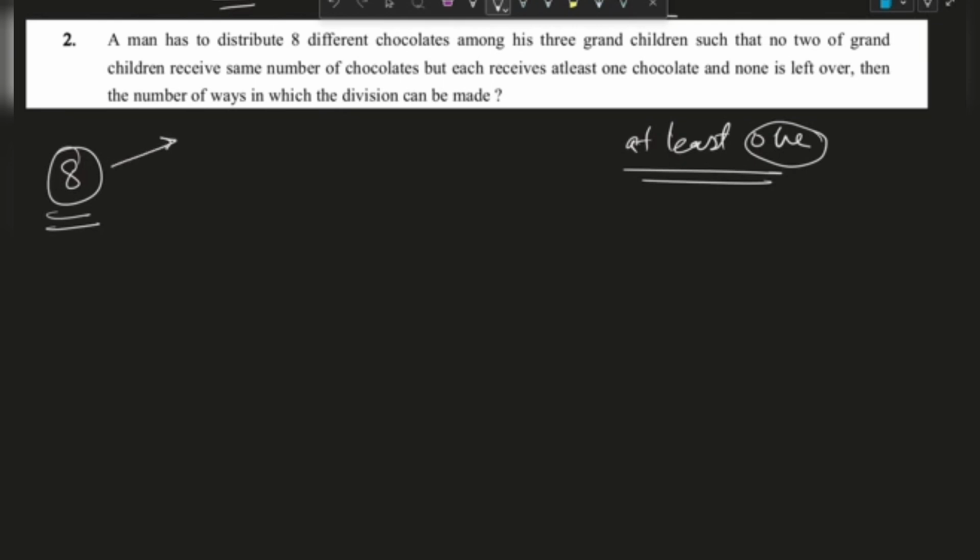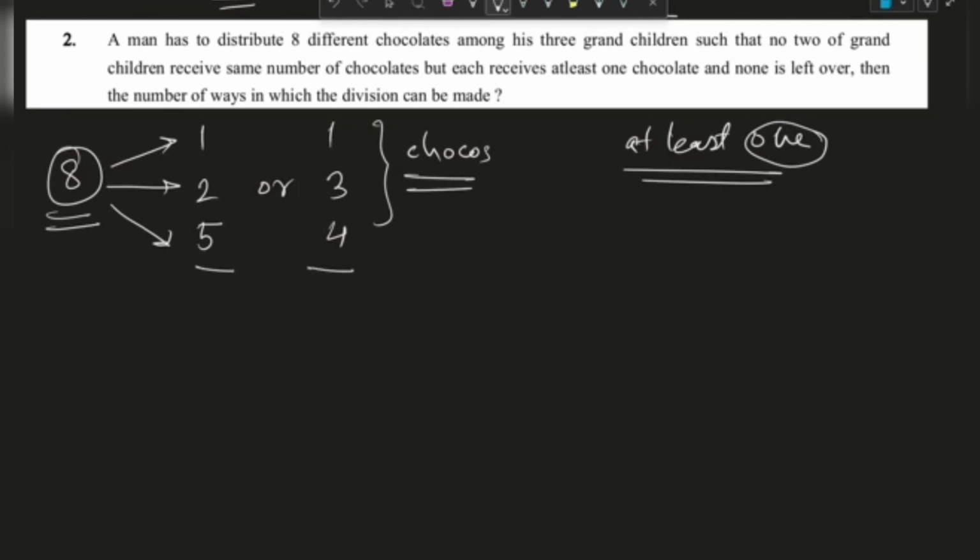Basically this is very simple. If you do 8, I guess you can divide it as 1, 2 and 5 chocolates. Or there is another way, which is 1, 3 and 4 chocolates. So these are the 2 probable ways, because we can't do 0, so there is no other option, I guess.